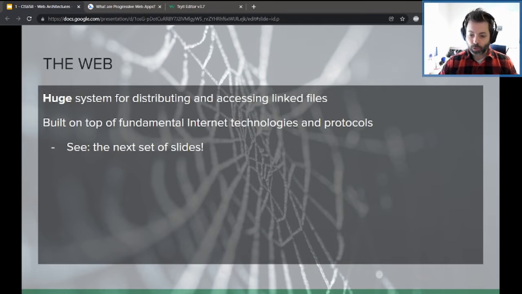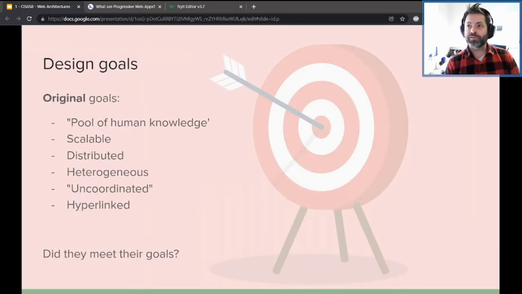Now, with that, we're going to have some design goals for the web. The original set of goals, and again, you should be getting this as you read through the linked articles. Linked. We want to contribute to the pool of human knowledge. So we want the entirety of our worldwide knowledge base to be accessible to everybody at all times, right?